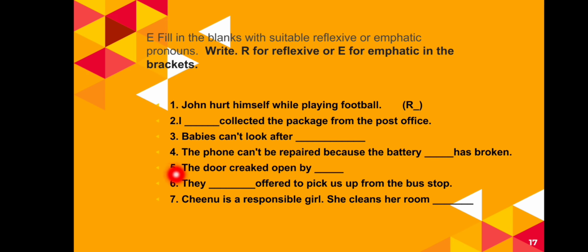The door creaked open by dash. Again it is talking about the door, an inanimate object, so we have to use itself. Here it is not emphasizing. The pronoun itself is not emphasizing the noun, but it is reflecting the action of the subject, the door, right? The door creaked open itself. So it is a reflexive pronoun.